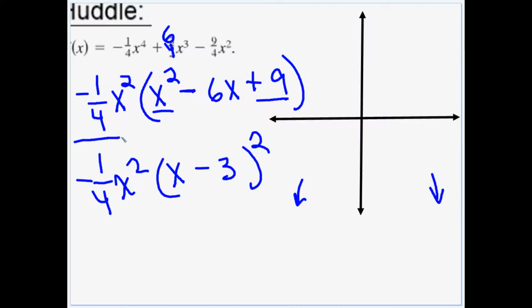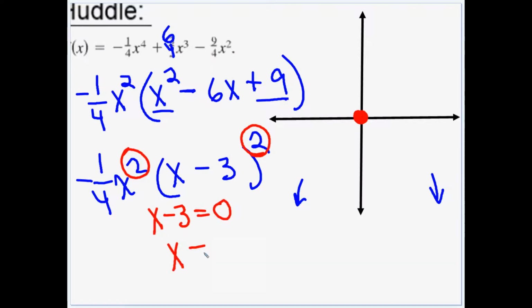Let's set this first one equal to 0. So that's an easy one. Just set it equal to 0, divide by a negative 1/4, and square root. So we get x is 0. Note again the even multiplicity, so we are going to bounce at the origin. This next factor is also even multiplicity, so here we're also going to bounce off the x-axis. Set x minus 3 equal to 0, and you get x is positive 3. 1, 2, 3. We're going to bounce again.